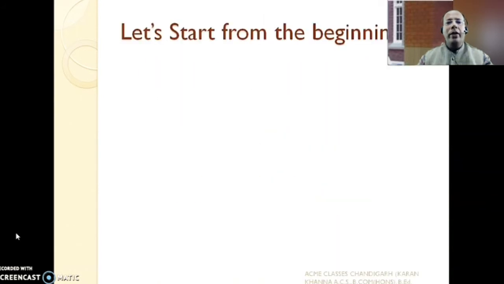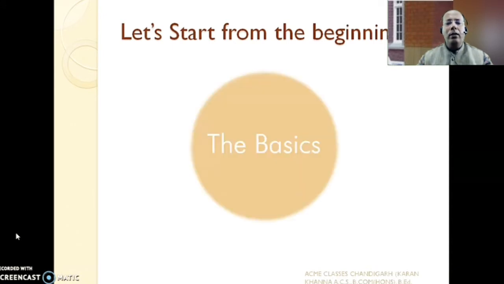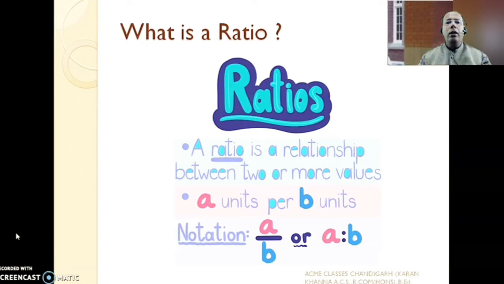Let's start from the very beginning, the basics. What are the basics of a ratio? A ratio is a relationship between two values. It's a comparison between two values.